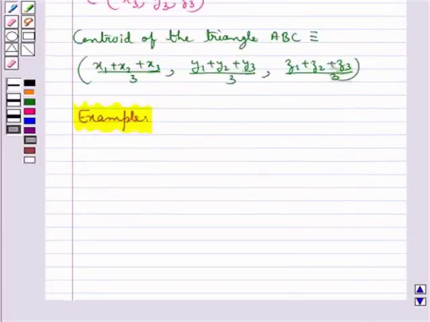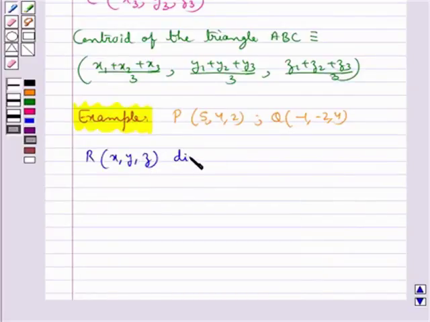Consider a point P with coordinates 5, 4, 2, point Q with coordinates -1, -2, 4. Suppose that point R with coordinates x, y, z divides the line segment joining the points P and Q, that is the line segment PQ, internally in the ratio 2:3, then we need to find the coordinates of the point R.